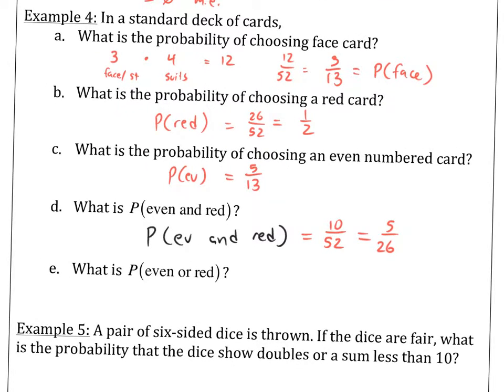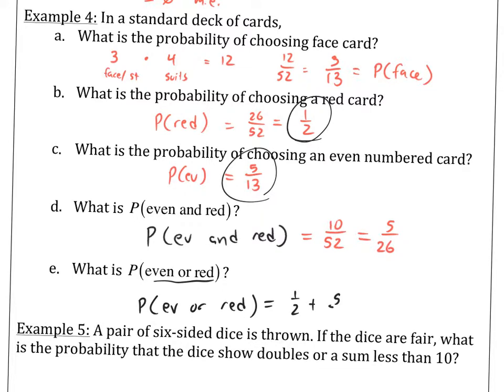And here's where we get our probability of even or red. The probability of even or red is we have to take the probability of red, the probability of even, and we subtract the intersection there.